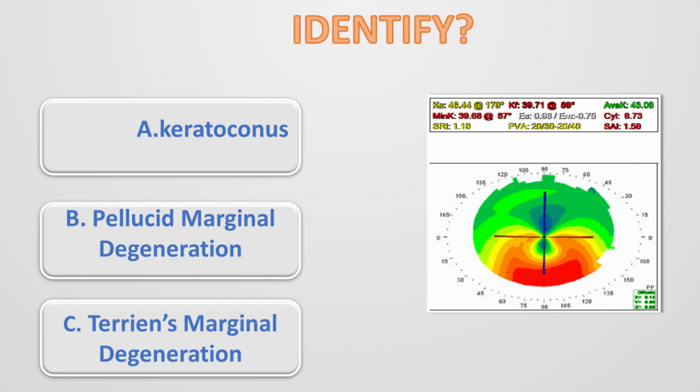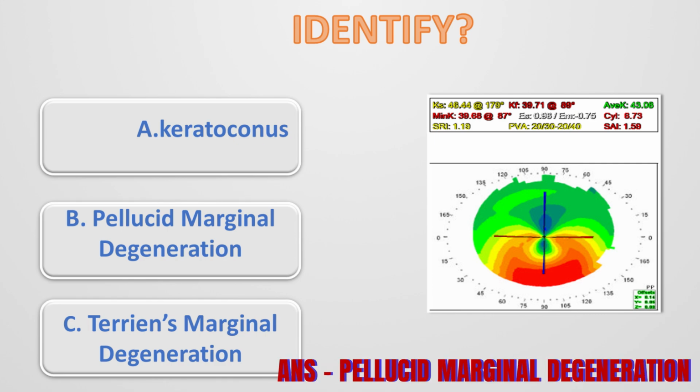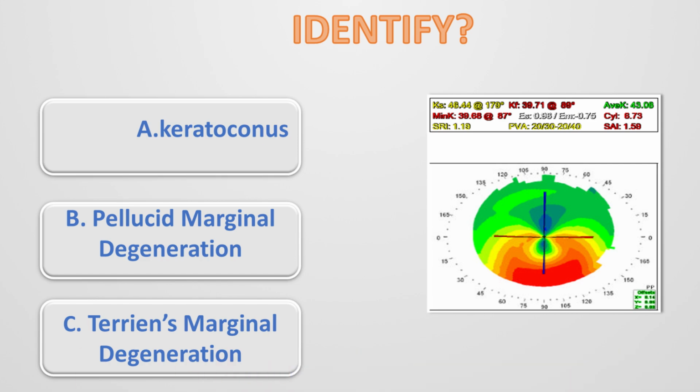Identify the corneal condition based on the corneal topography. Options are: A, keratoconus. B, pellucid marginal degeneration. C, Terrien's marginal degeneration. The correct option for this question is option B, pellucid marginal degeneration. It is characterized by crescent-shaped inferior corneal thinning.